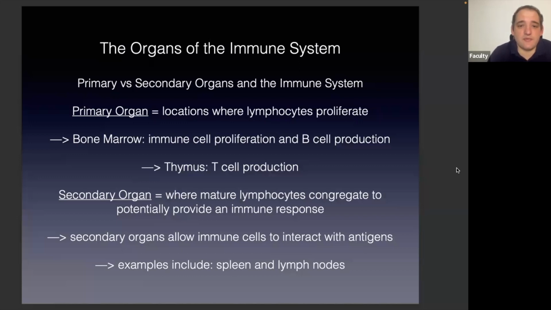If we're comparing the primary organs to the secondary organs, the primary organs are where the cells are created and where they proliferate. The secondary organs give these cells from the primary organs the chance to interact with the rest of the body and with antigens that we might come across. The two most noteworthy examples of secondary organs within the immune system are the spleen and the lymph nodes.